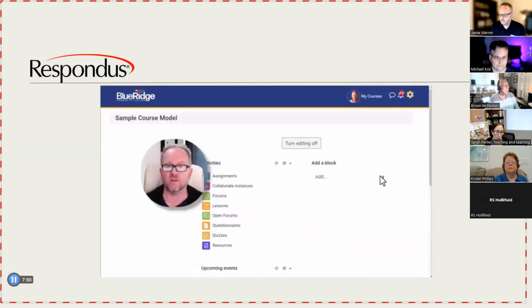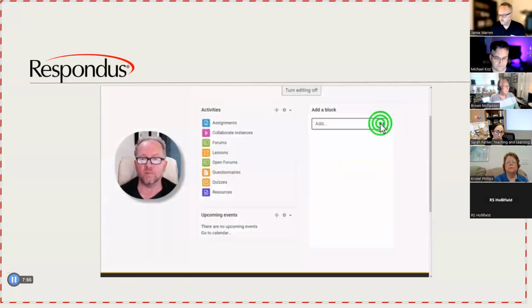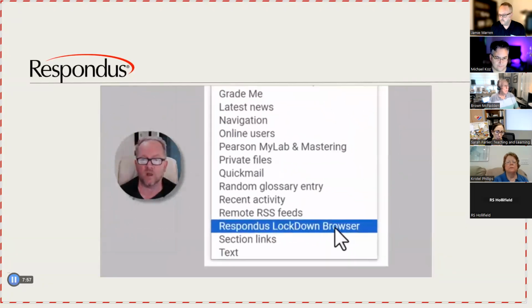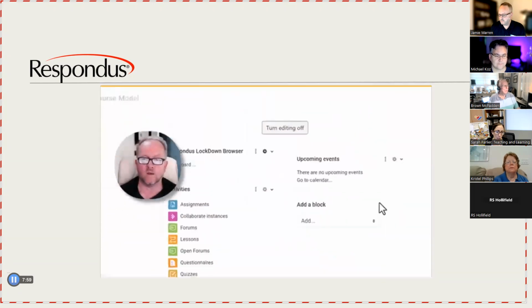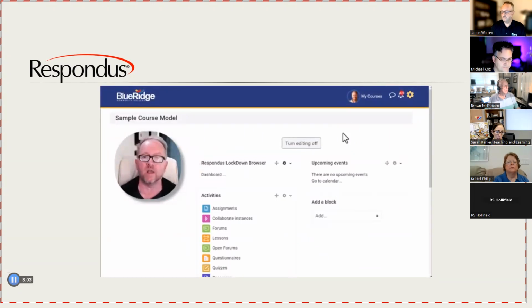I hit edit blocks, and it turns out there are some down here. I've got to click this to see them. And if I do, I can come down here and I can see Respondus Lockdown Browser. Okay, great. Now it shows up here. That's all you've got to do to have that ready.